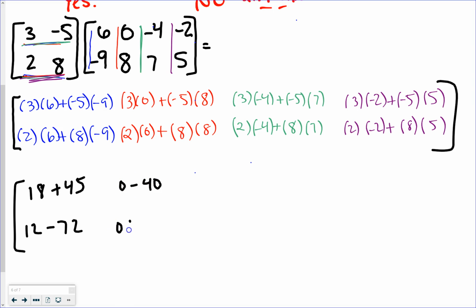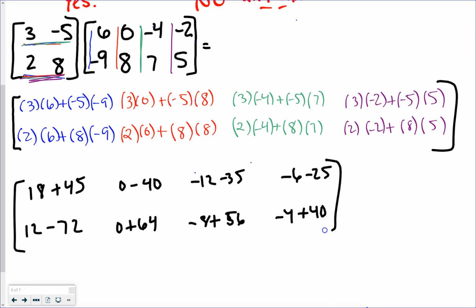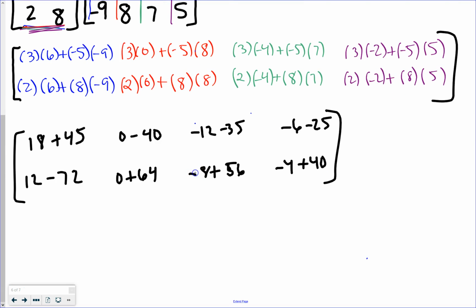What is that? 0 plus 64. What is this? Negative 12 minus 35. Negative 8 plus 56. Negative 6 minus 25. And negative 4 plus 40. All right, you ready to simplify all this?